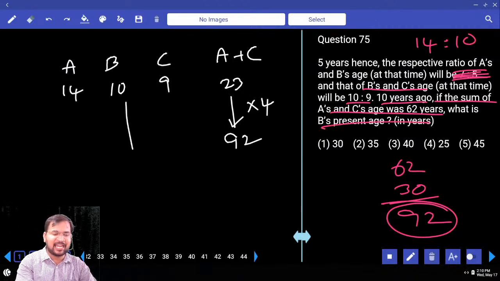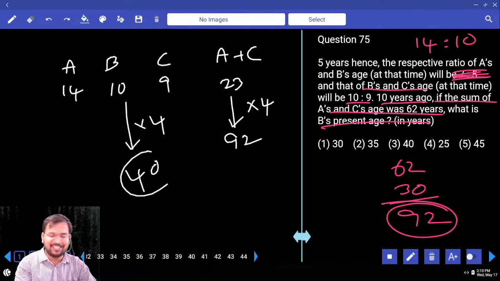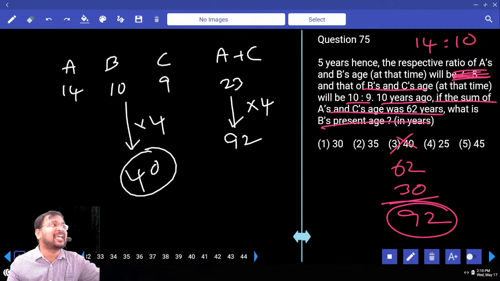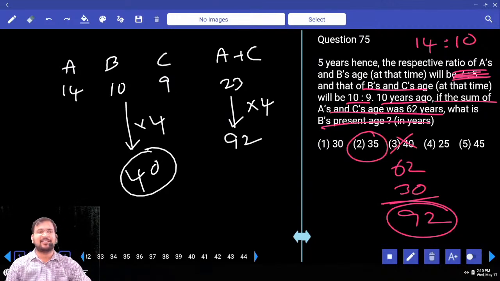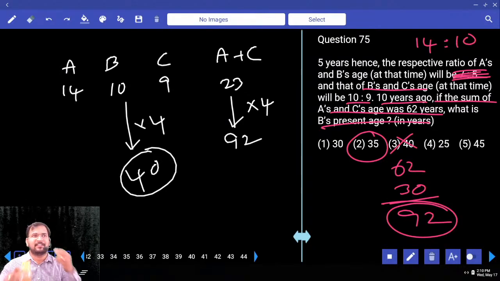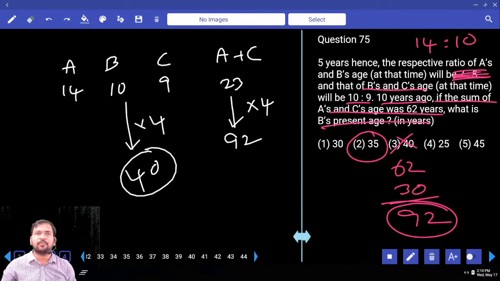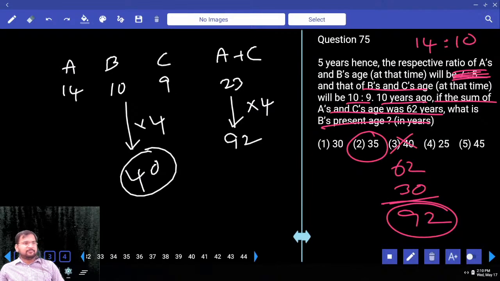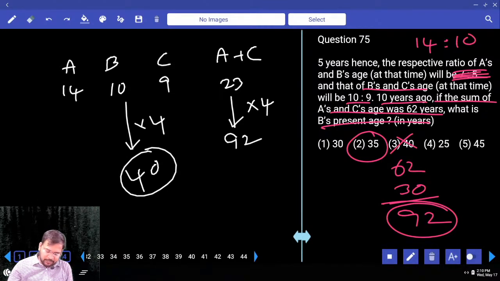They are asking for B. 10 into 4, but your answer is not 40. Your answer is not 40. They are asking for percentage. This 40 is 5 years hence. Then the present is? Your answer will come. Are you clear? Are you ready? Shall I go for the next question?